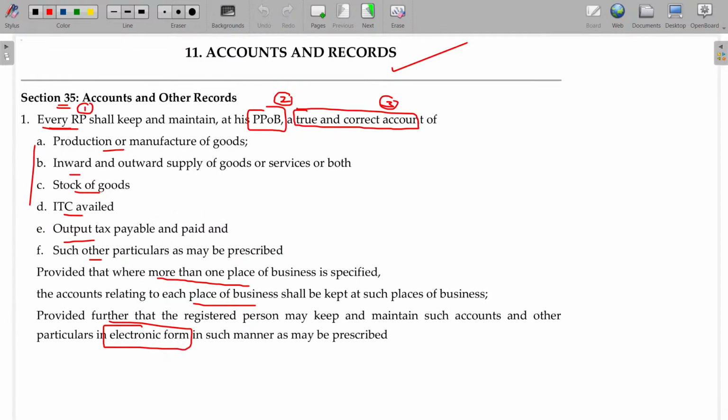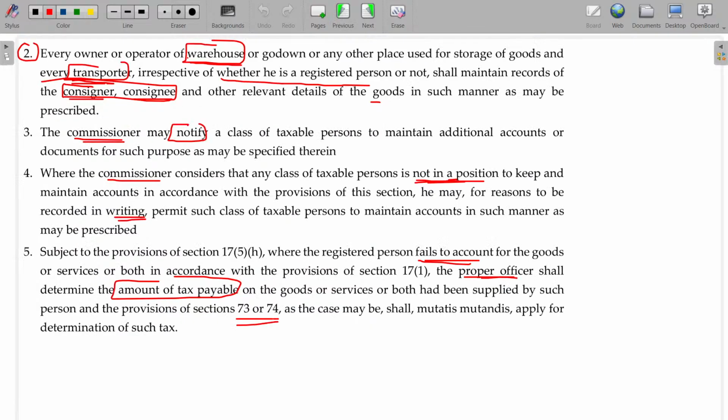Hope you'll now be able to understand section 35. The registered person should maintain the books. Second, the warehouse in charge as well as the transporter. Third, the commissioner may prescribe some other persons also to maintain some other documents, then that person should maintain. Fourth, if he is not able to maintain some documents, he can get permission from the commissioner. The fifth point is, if you don't maintain despite the warning given, the assessing officer will demand payment of an amount calculated for a tax payment. So in that case, you are not eligible for the ITC.